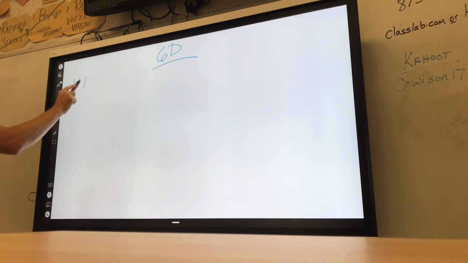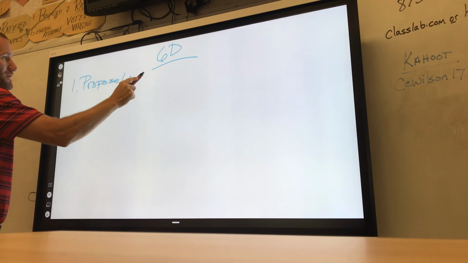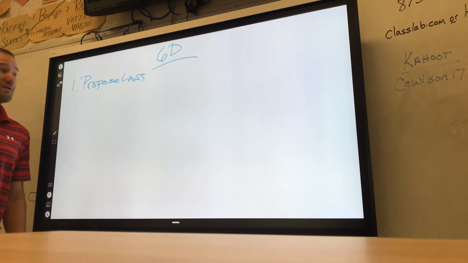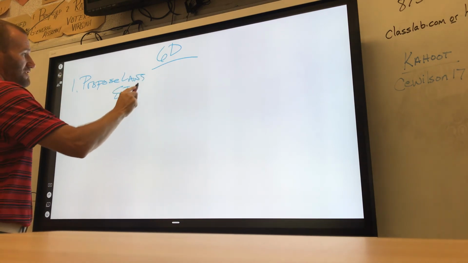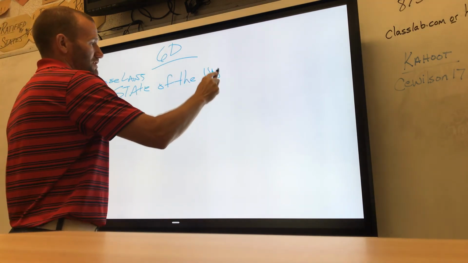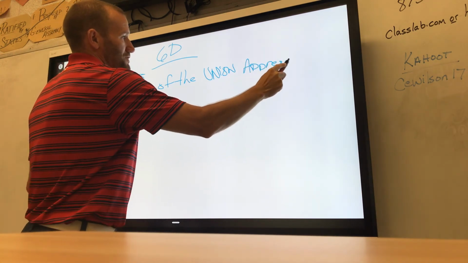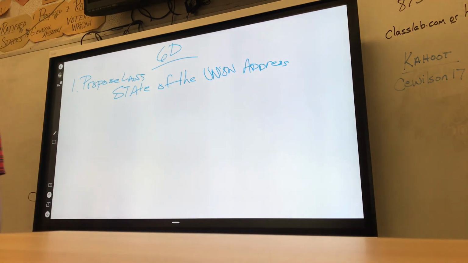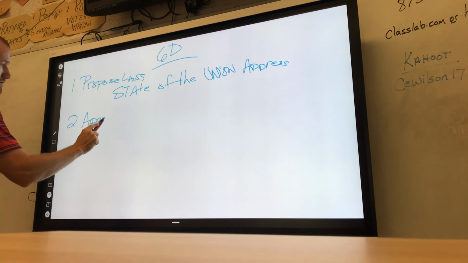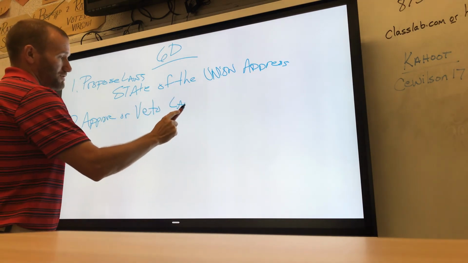One thing he can do is propose laws in the State of the Union. He does that at the State of the Union address. He does it every year, usually in January or February, where he proposes laws. The president can also approve or veto laws.